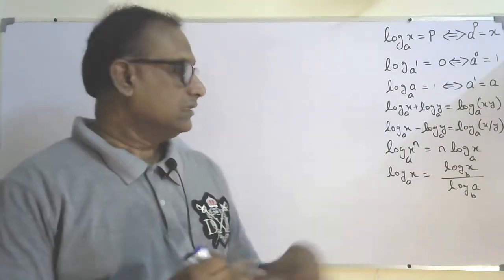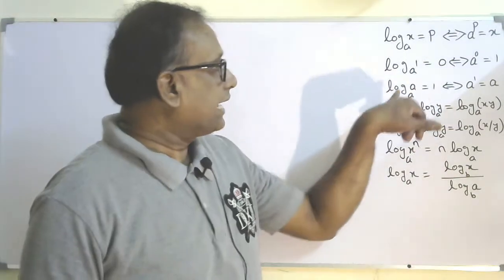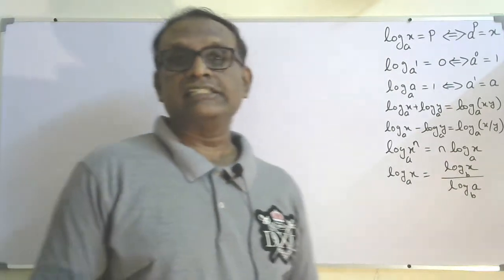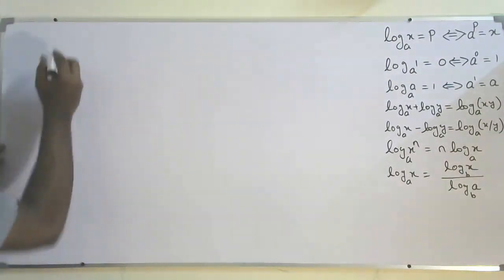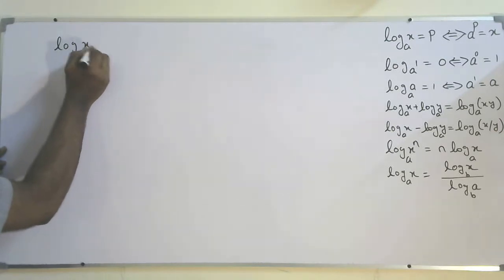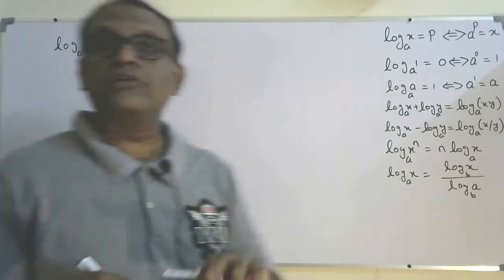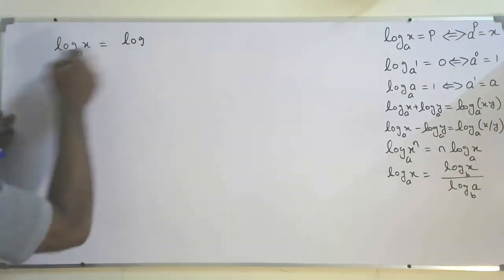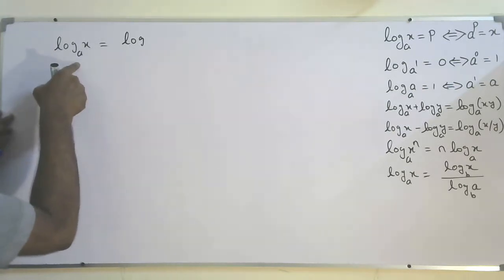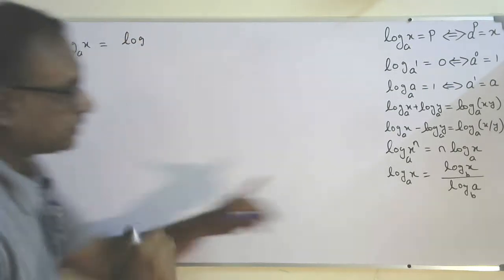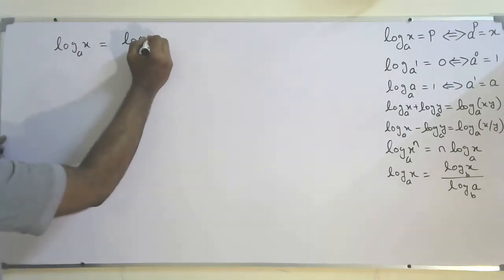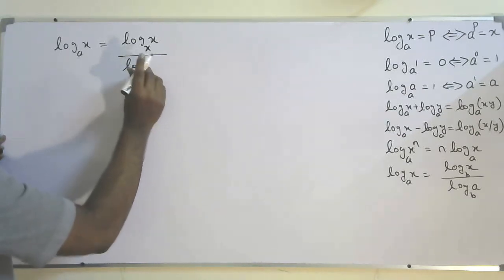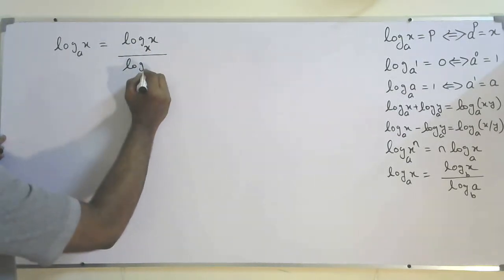Okay, so by using the change of base rule and this one, a to the power 1 equals a, I can get another important relationship in logarithms. We know log a of x. I'm going to write this in terms of base x. So I'm going to change this one, which is base a, to base x. According to the change of base rule, that is log x of x divided by log x of a.